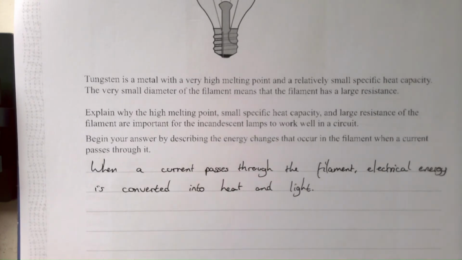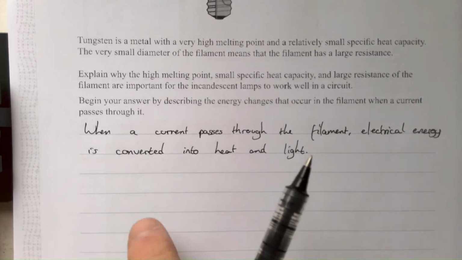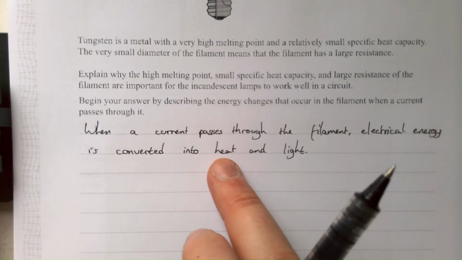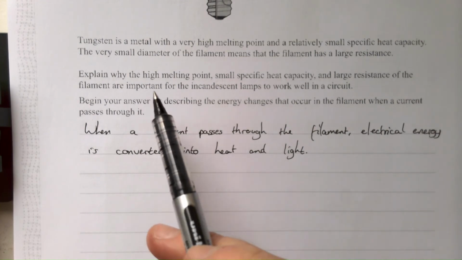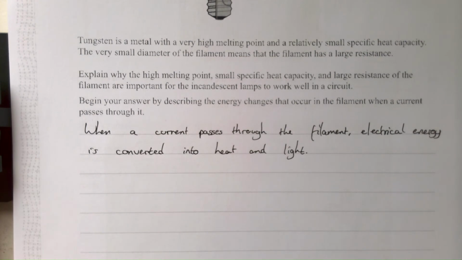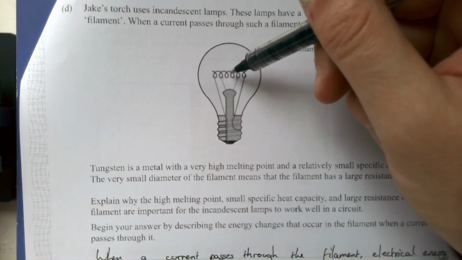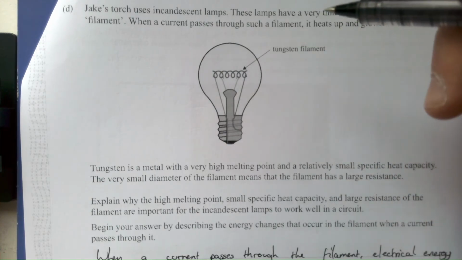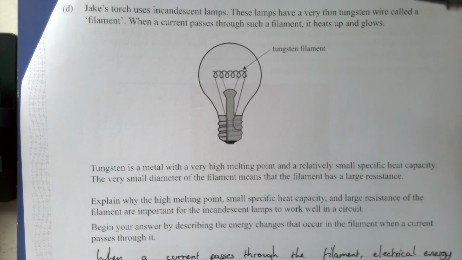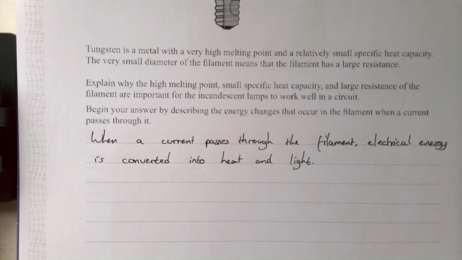So why would a high melting point be important for this lamp to work in a circuit? Now, if we're converting lots of energy into heat, and we have a high melting point, the high melting point makes it very difficult to melt that filament. If the filament got broken, let's say it melted in the middle, it would break the circuit. Therefore, the light bulb wouldn't turn on and the rest of the circuit wouldn't work. The bulb would be broken. So, a high melting point is important, essentially, so that the metal doesn't melt.